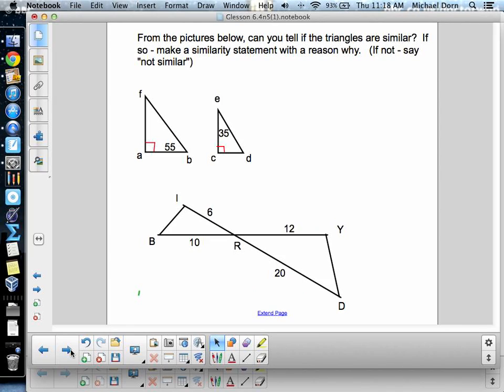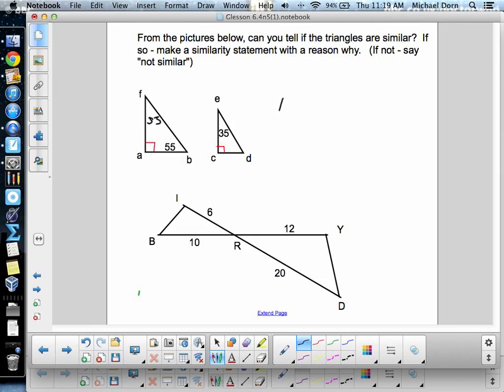So, can we tell if the triangles are similar or not? If so, name it, and state the reason why, showing your work to justify it. For this triangle, I have a right angle, I have a 55 and a 35. Now, at first glance, 55 and 35 are not the same. That's true. But they aren't the same angle. If this angle is 55, what does this angle up here have to be? 35. Oh, maybe they are the same.